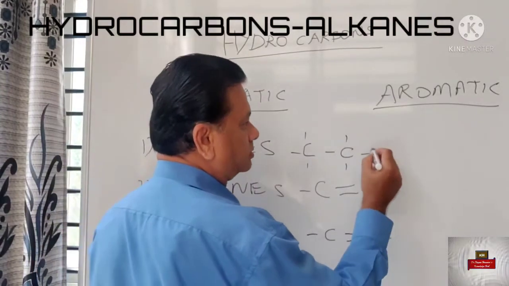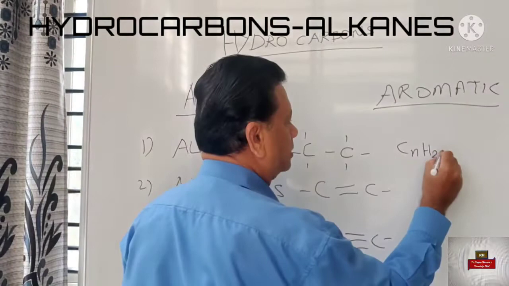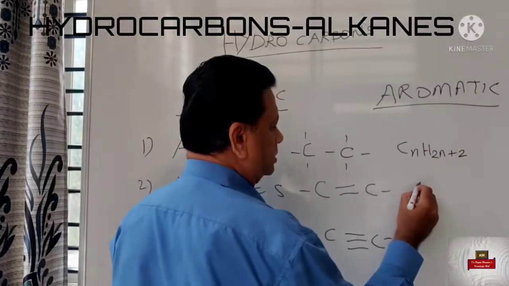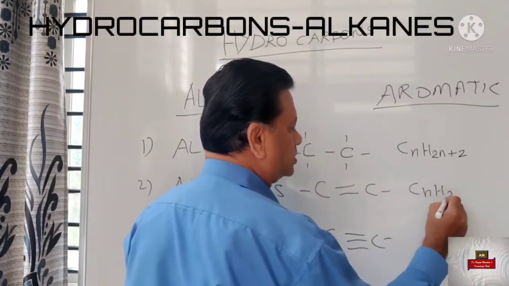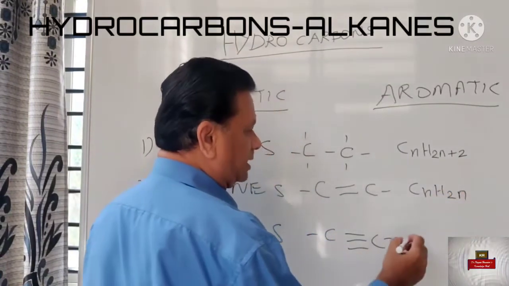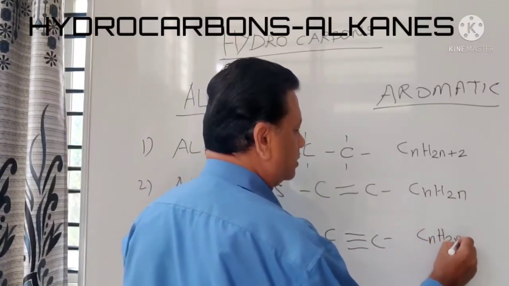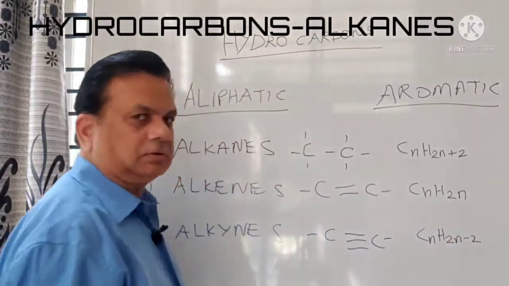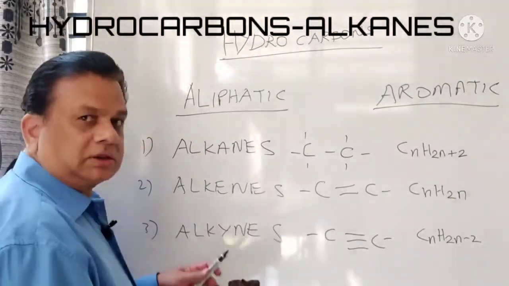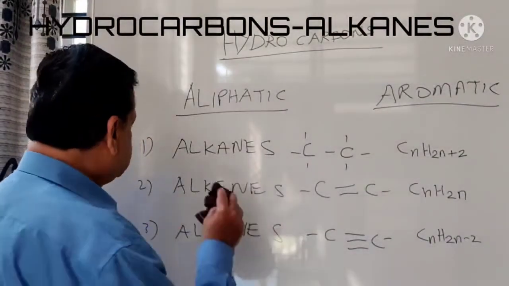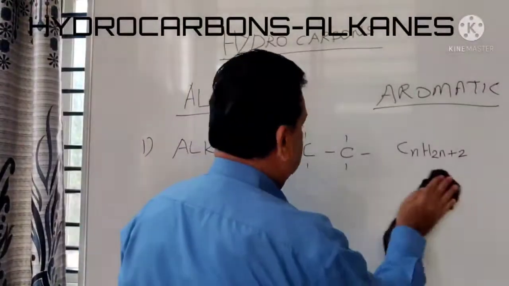Now the general formula for alkanes is CnH2n+2. Alkenes have the general formula CnH2n, and alkynes have the general formula CnH2n-2. So these are the things. Now here in this class, we will be discussing only alkanes. We will not discuss alkenes and alkynes.